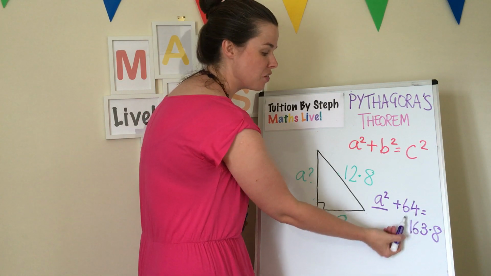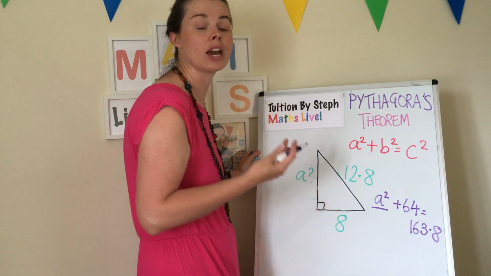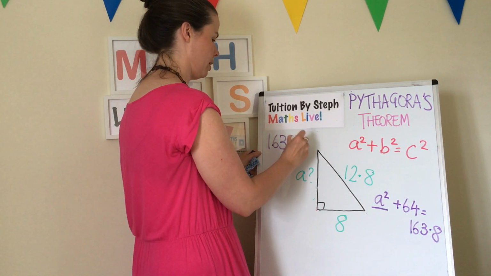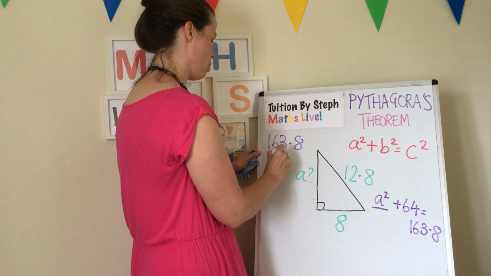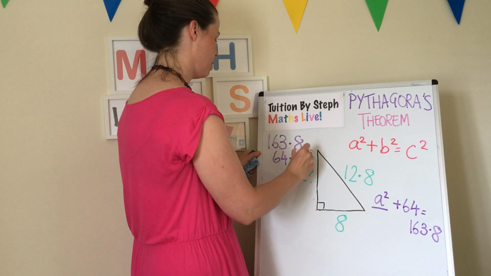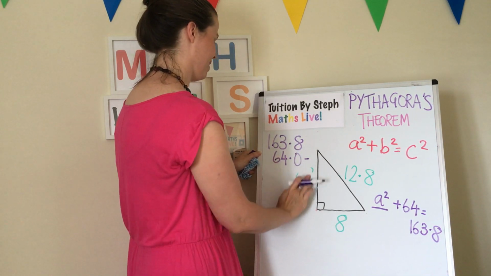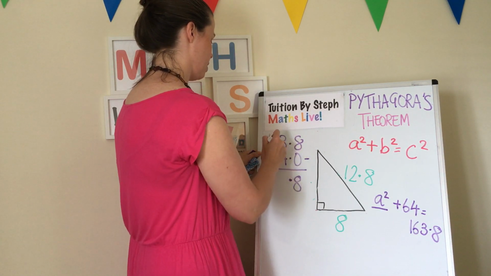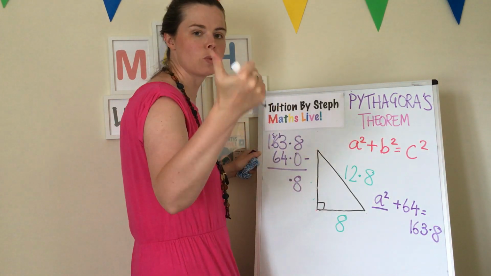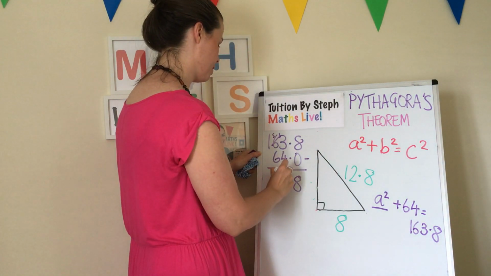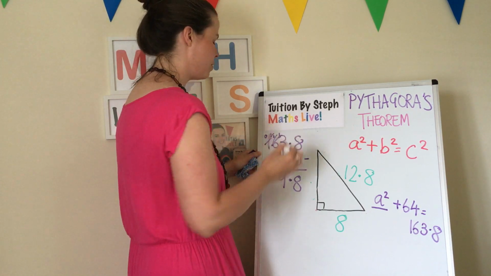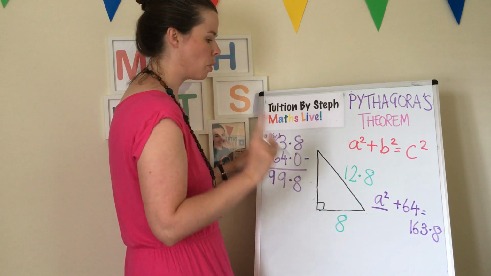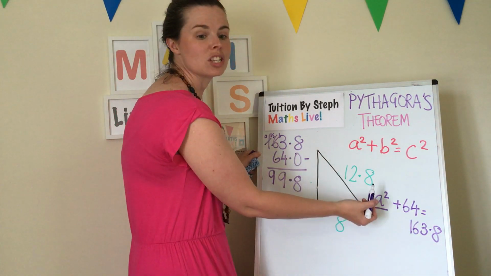Something plus 64 equals 163.8. We subtract. So we do 163.8 take away 64. I think my pen's giving up in the heat. Running out of room here. So 8 take away nothing is 8. So 13, 12, 11, 10, 9. 15, 14, 13, 12, 11, 10, 9. So it's 99.8, but that is A squared.